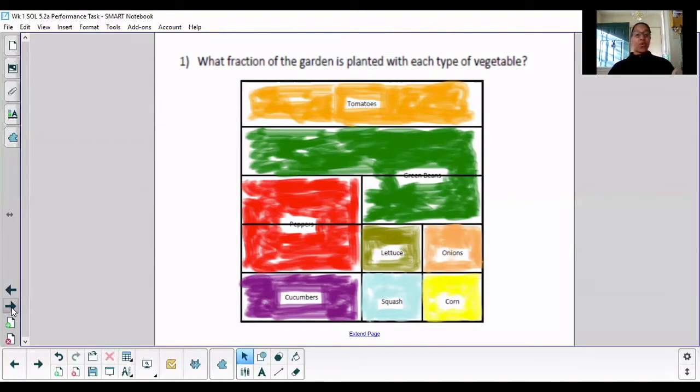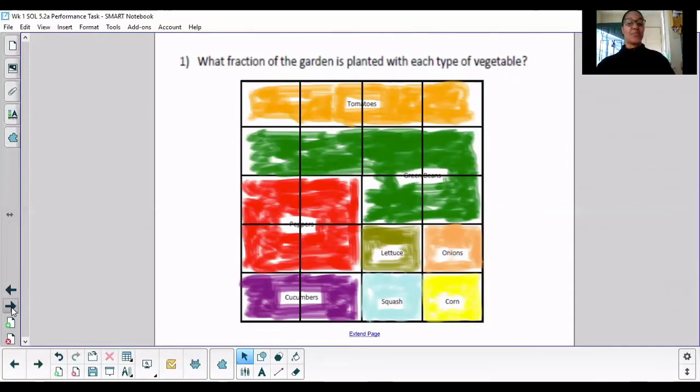Now you said we have to work with vertical lines so that we can see the columns. Vertical lines, columns are going up and down, so let's connect the lines going up and down. Good job. So that's going across the tomatoes and the green beans. Now are we ready to answer the question?